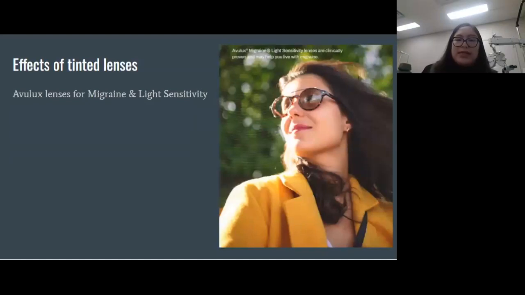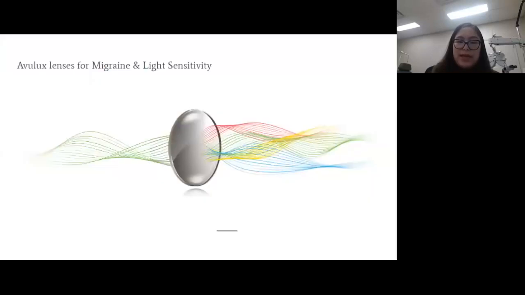There are also tinted lenses that exist. So Avalex is specifically a lens for migraine and light sensitivity. Now, the way that these work, they look kind of like sunglasses. Some of them can be lighter as well. They're customizable depending on what we need, but essentially they filter out the harmful wavelengths of light, such as blue, red, and amber, that can trigger a migraine. But they'll allow the soothing green light to come through, and that's usually what calms your system down.